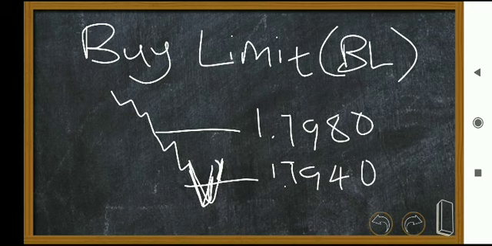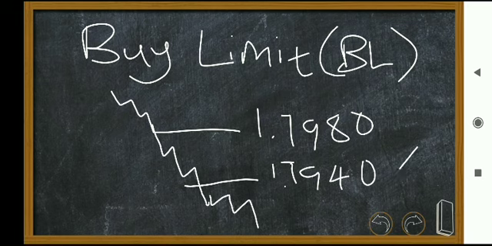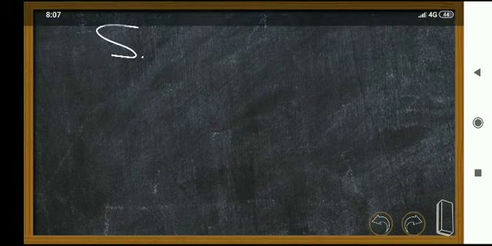So if you find that the price comes and it touches this limit and doesn't come back again to touch it for the second time in a reversal form, and price continues, this order will not be activated. It will just sit there until you cancel it, because its requirements were not fulfilled. So let's go to the sell limit.